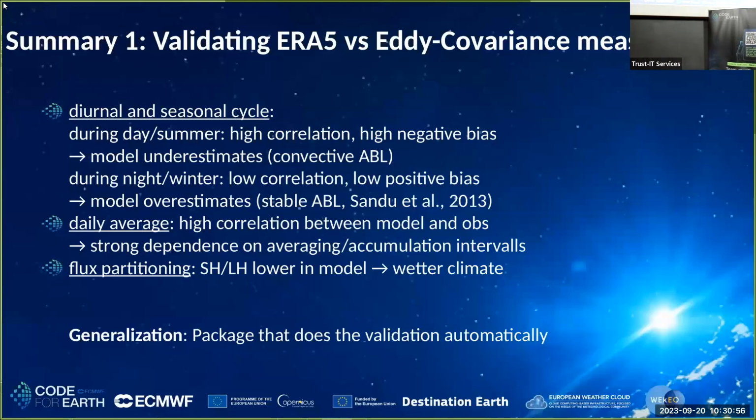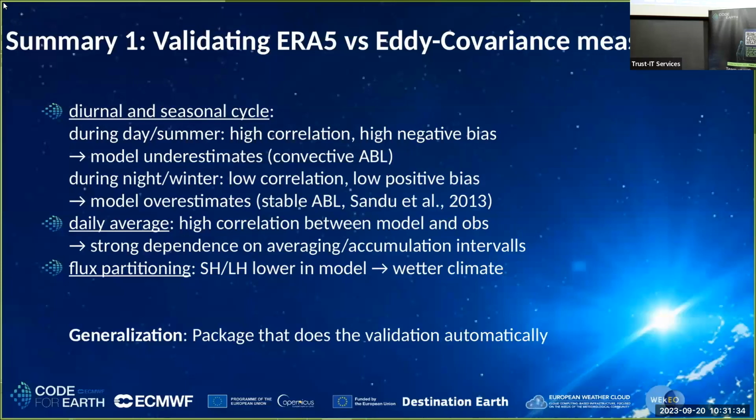Okay, to summarize this first part, we looked at the diurnal and seasonal cycle, and we saw that during day and summer we have a very high correlation, but also a high negative bias. So on average, the model underestimates the fluxes. An example for this is that during convective boundary layers, there are very large eddies, and often their heat transport is underestimated by the model. Whereas during night and winter, we have a low correlation and a slightly positive bias. So the model tends to overestimate the fluxes.